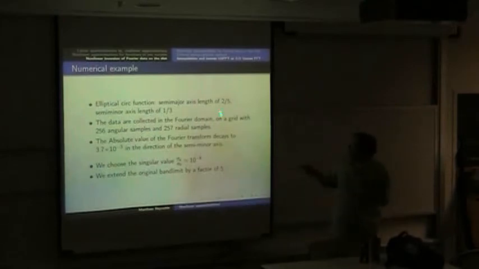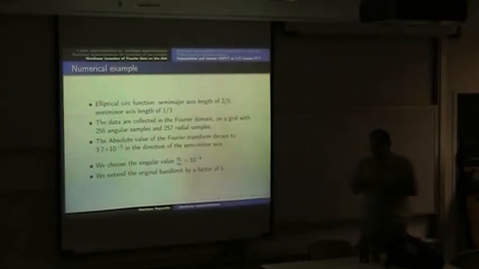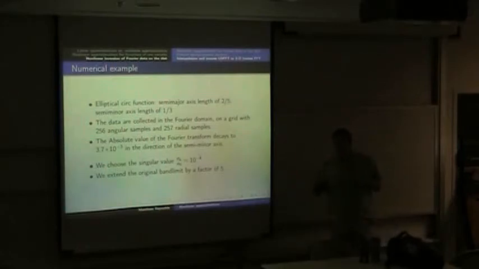So this outlines the circ that we looked at in this example, and these are the data that we used. It decayed to 3.7 times 10 to the negative 3, and I chose a singular value that's slightly smaller than that. And we extend the original band limit by a factor of 5. So instead of evaluating an interval that goes off to infinity, all that we've done is said, okay, we're going to just make this disk's radius increase by a factor of 5.